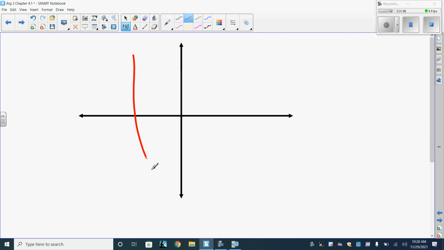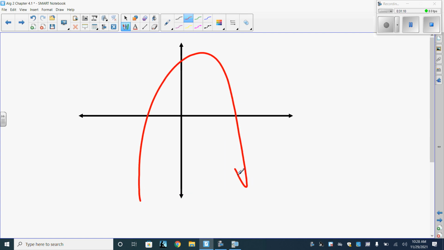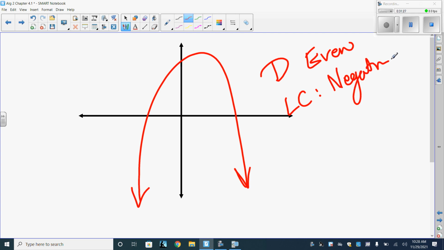Because let's do a simple one here. Actually, let's go the other direction. This here looks like what kind of function? Quadratic. Well, the degree would be even, and the leading coefficient would be negative. Now, this could be a quadratic. It could also be a quartic.